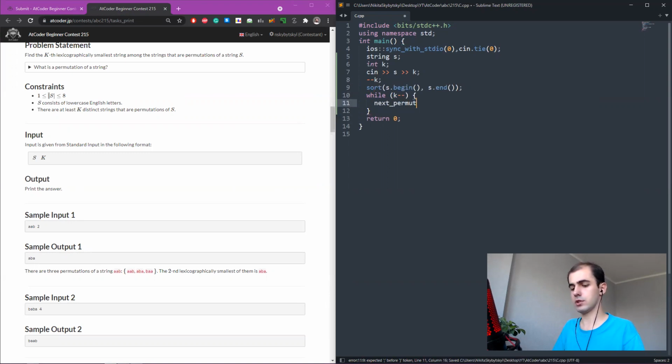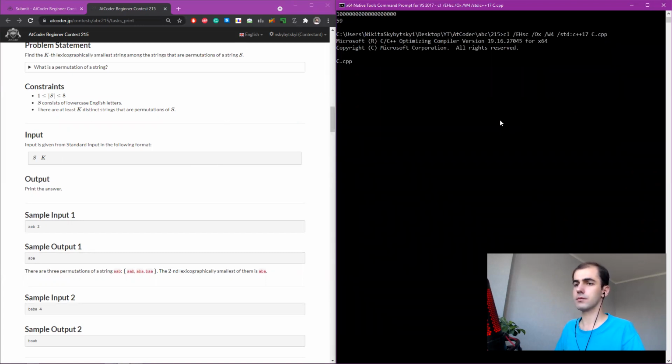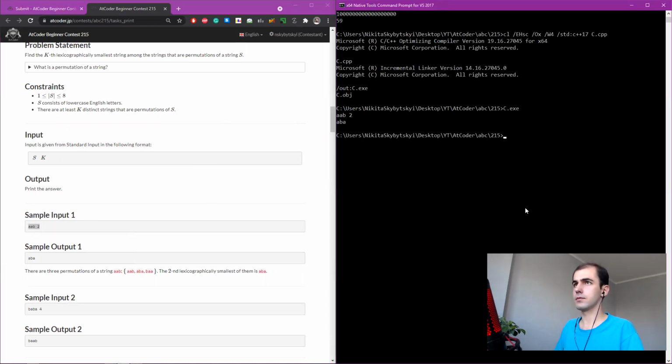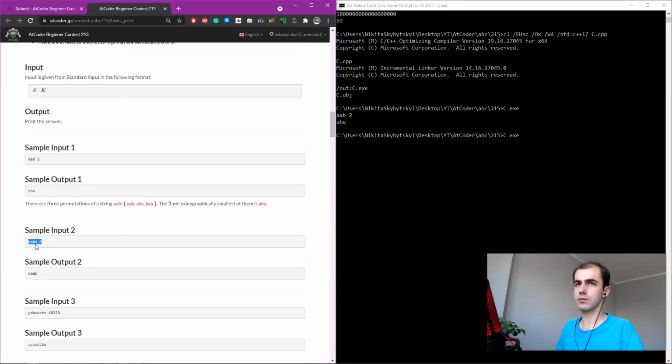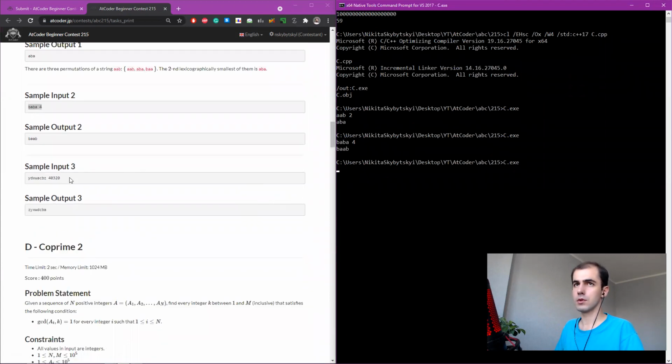And I just call next_permutation of s.begin, s.end, I believe. Just print S. Not sure how it behaves when there are equal elements, but well, we can always test it quite easily. Okay, so far so good. Okay, this one is the last one, right?